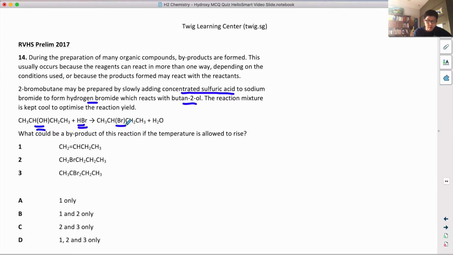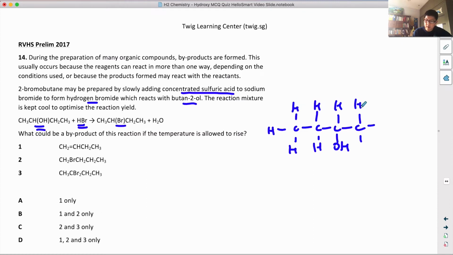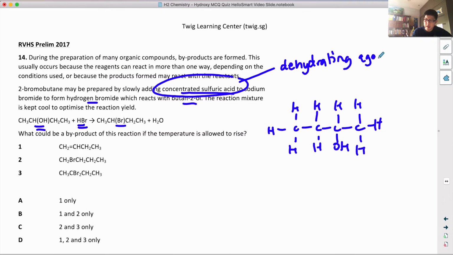If you started with butan-2-ol, maybe I'll just draw it out very quickly. This is butan-2-ol, and of course the rest are all H's, we'll just put them in. One of the possible byproducts is this: because you use concentrated H2SO4, this is a dehydrating agent, so it can remove water. In this case, I think it's possible to remove water from here, so you can actually get this.